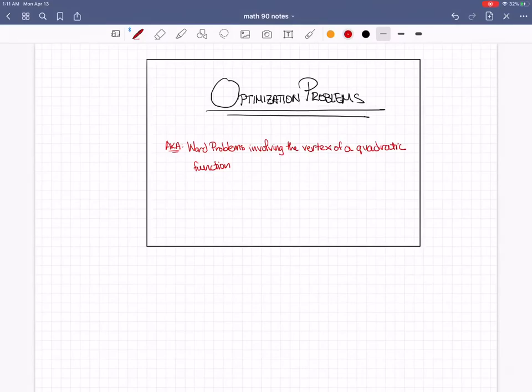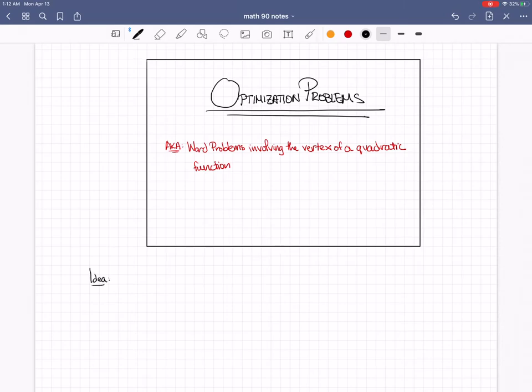Hi everyone. So this is going to be our final lesson on quadratic functions, and this example is going to be on optimization problems. So you'll see I have here in a dramatic rectangle, and it says optimization problems, aka word problems involving the vertex of a quadratic function. And underneath here, I'm going to write the following.